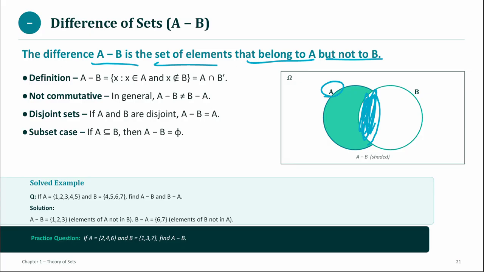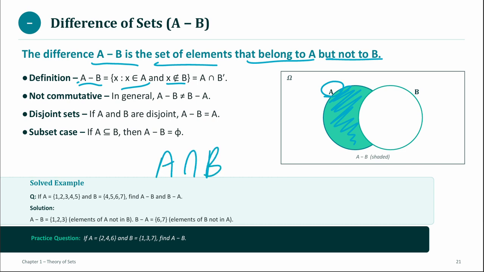So if we see the definition right here, that X belongs to A, right? But X does not belong to B. So that is why we are left with only this region and we are going to remove this region. So we are left with only this region. Fine. And we denote it by A intersection B dash. B dash refers to the area which does not belong to B. So B dash refers to this area.